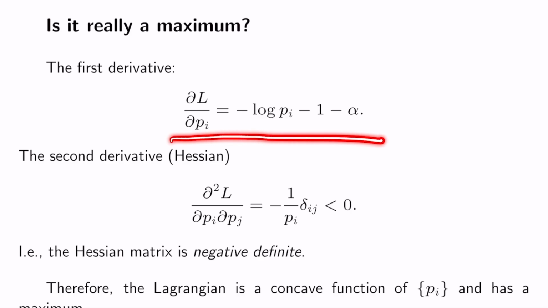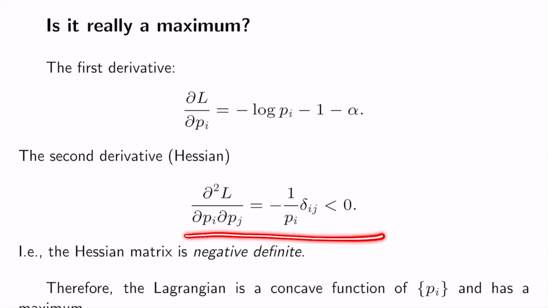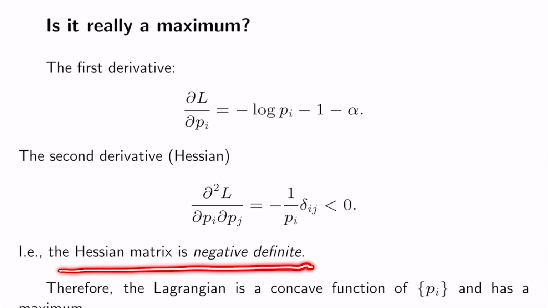So here's the first derivative, and if we differentiate this first derivative with respect to another variable, p_j, then we have this. So this delta_ij is Kronecker's delta. When i is equal to j, it is 1. When i is not equal to j, it is 0. So that means this Hessian matrix of the Lagrangian is a diagonal matrix with the diagonal elements being negative 1 over p_i. So all of the diagonal elements are negative and all the off-diagonal elements are 0. So that means the Hessian matrix is negative definite.